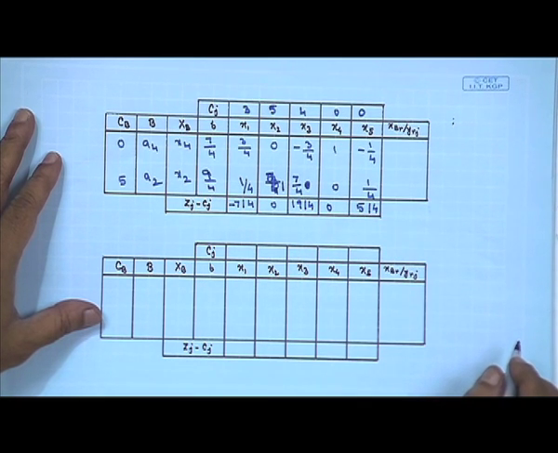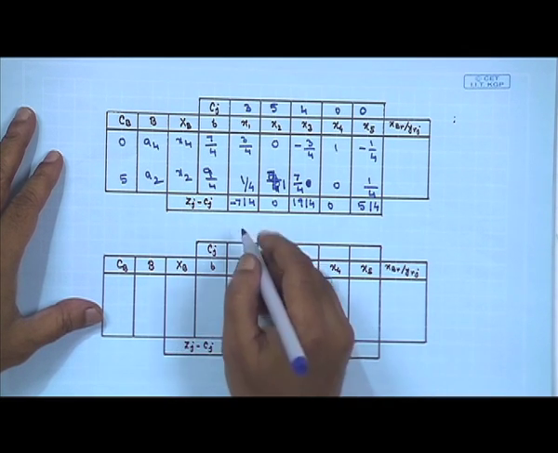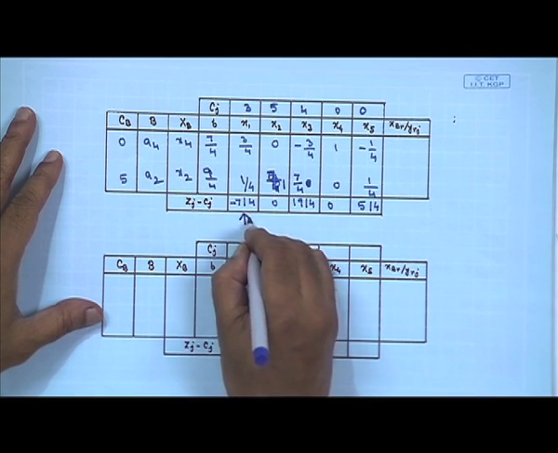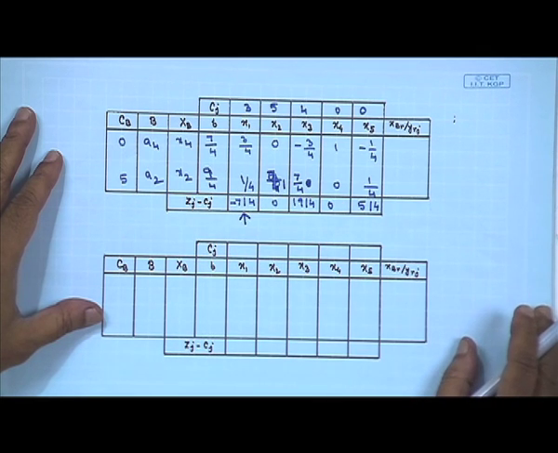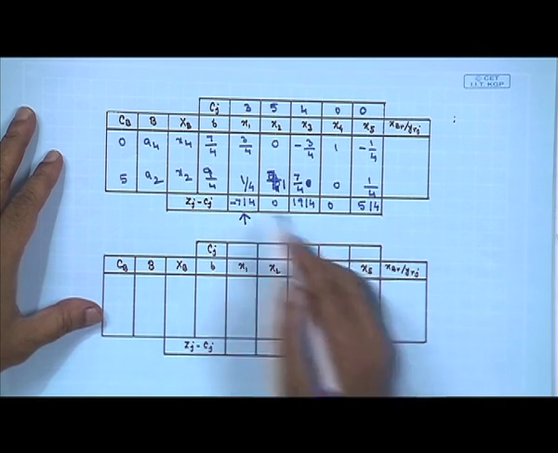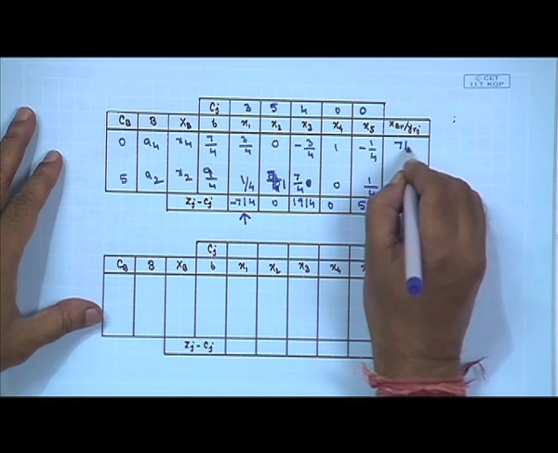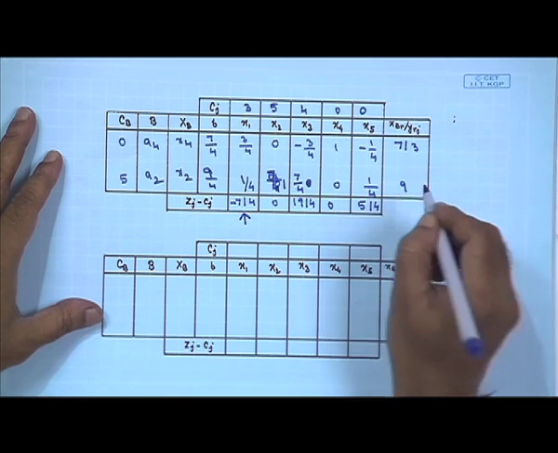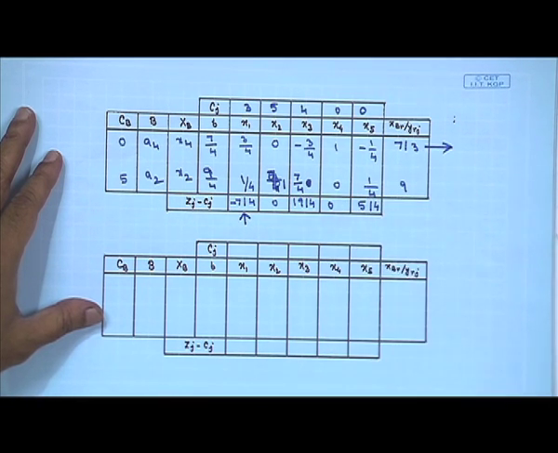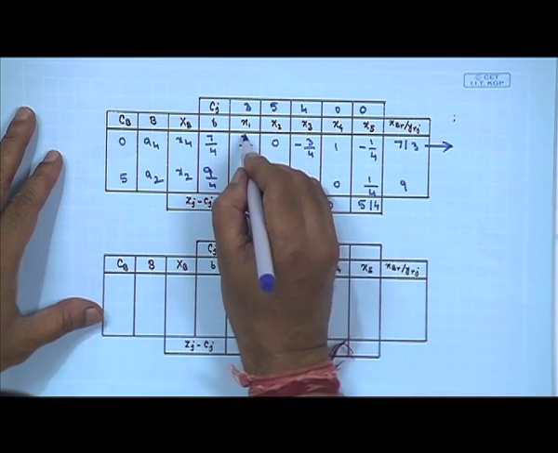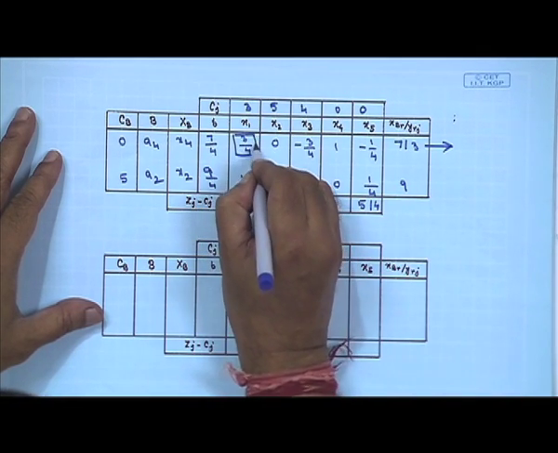So, again still your Zj minus Cj is less than equals 0. So, entering vector will be x1. Now, calculate the ratio. This will be 7 by 3 and this will be 9. So, outgoing vector will be x4. So, your pivot element is 3 by 4.